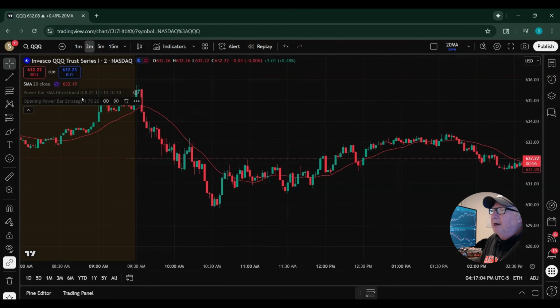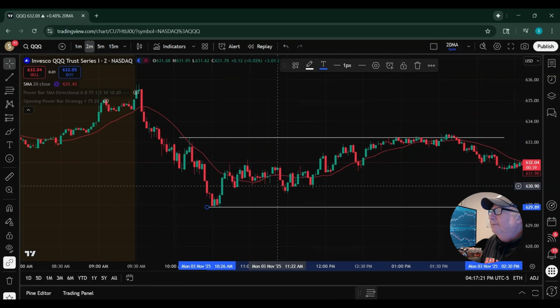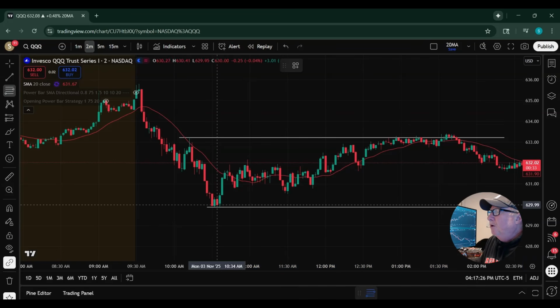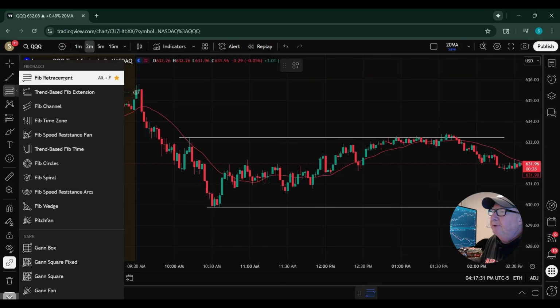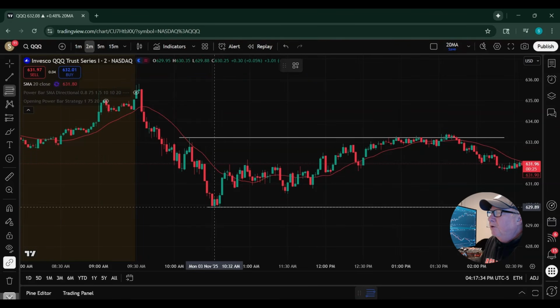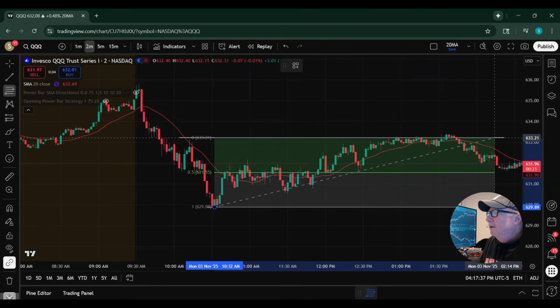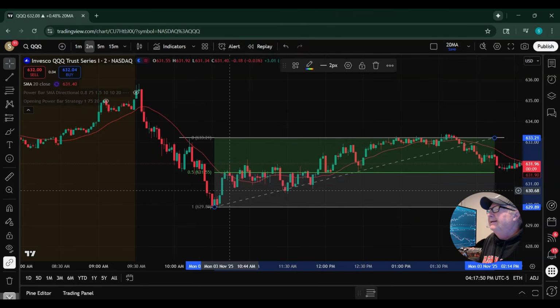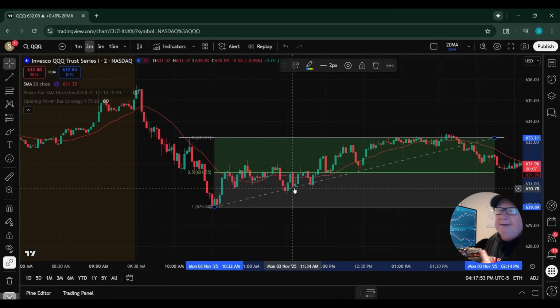And here I'm going to mark it, this pivot high and this pivot low. And then once you've marked off that pivot high and pivot low, throw on a Fibonacci line. In TradingView, it's over here, Fibonacci Retracement. Put that on your chart, but in settings here, only with the 0, the 0.5, and the 1 checked off, where you're going to uncheck all the other bars. And basically what that's going to do is just give you a very simple 50% line.